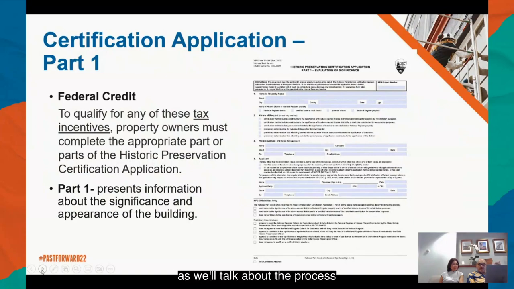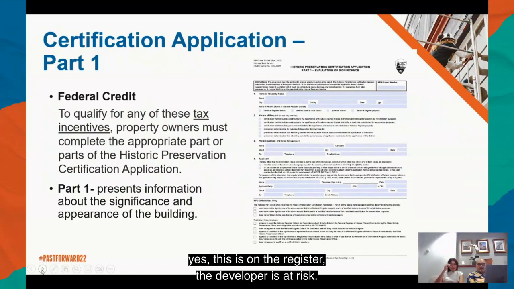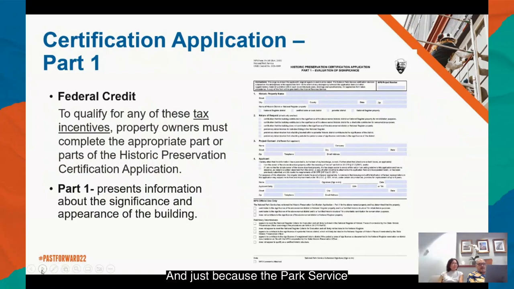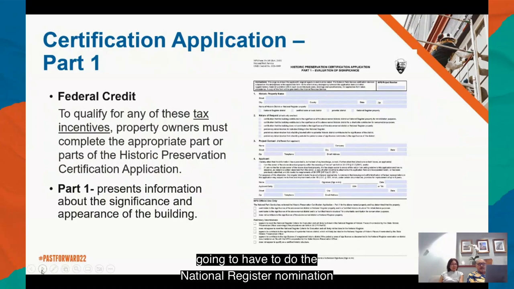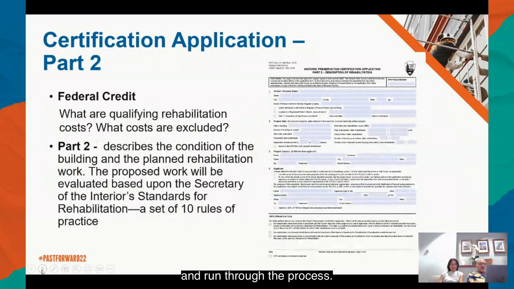And then you can proceed into the process, as we'll talk about further on, but understand that the building has to be listed by the time the project goes back into service. So until the keeper of the National Register actually says, yes, this is on the register, the developer is at risk. And just because the Park Service and the SHPO agree at this initial stage that they believe a building is eligible, that's no guarantee that you will get the tax credit at the end. So there is a little bit more risk involved. There's also more work because somebody's going to have to do the National Register nomination and run it through the process.